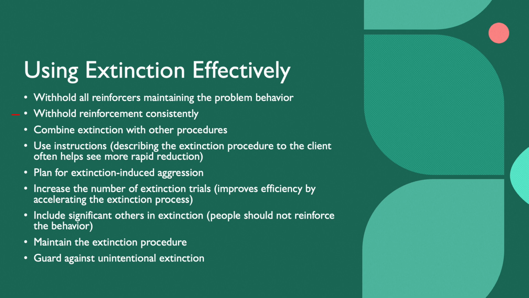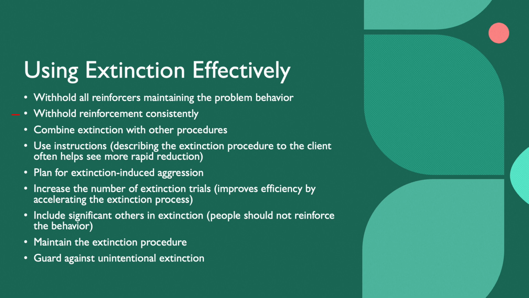So if we combine extinction with other procedures where a behavior is being reinforced, we're more likely to be able to effectively extinguish a behavior, basically. Okay. Some other things that we can do to make extinction more effective is to use instructions. So we can simply describe exactly what we're doing with the learner. Okay, you can just say, we're no longer gonna be providing reinforcement for engaging in this behavior.